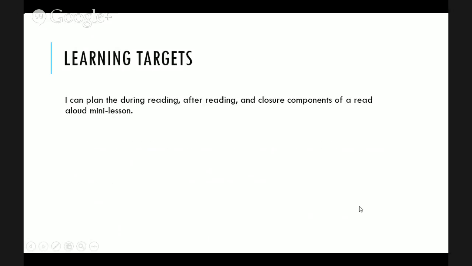So with that being said, our learning target for this lecture is to plan the during reading, after reading, and closure components of a read aloud mini lesson. So how we're going to do this is we're going to talk about the places in the book that describe what you might do in further detail.